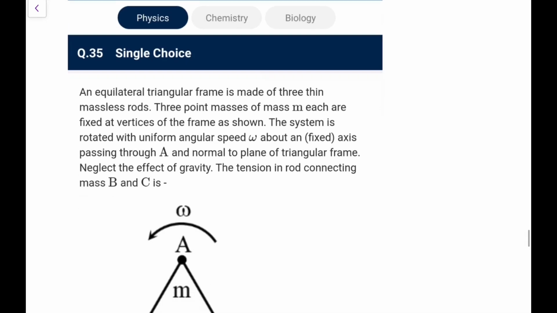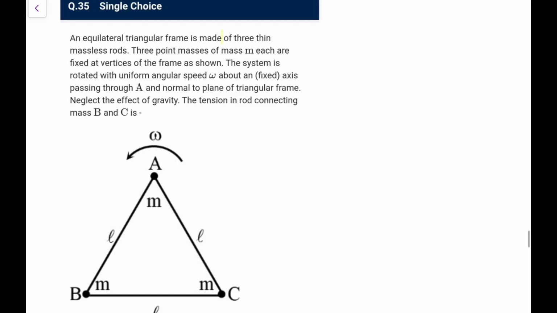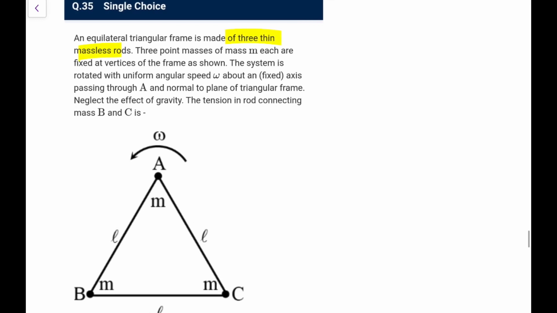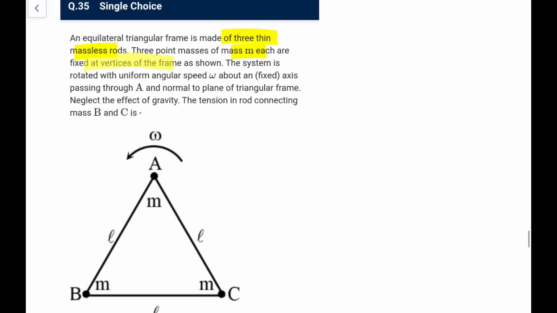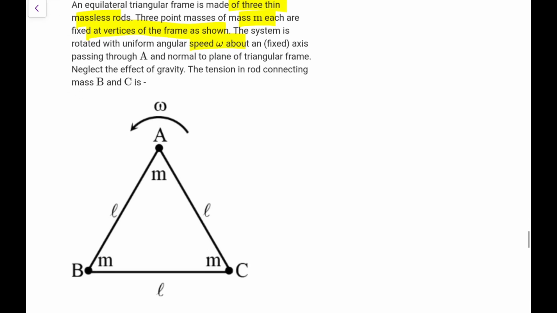We will do this one. An equilateral triangular frame is made of 3 thin massless rods. 3 point masses of mass m each are fixed at the vertices of the frame as shown. The system is rotated with uniform speed omega about a fixed axis through A and normal to the plane of the triangular frame. Neglect the effect of gravity. The tension in the rod connecting B and C is going to be, okay. So again, it's a nicely designed question.